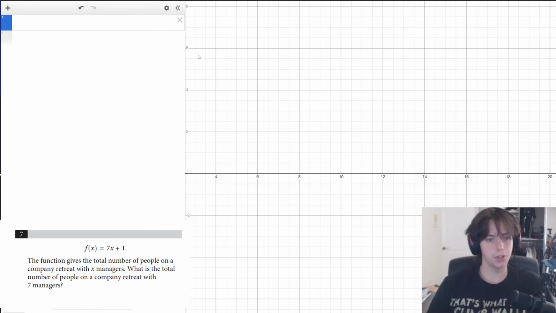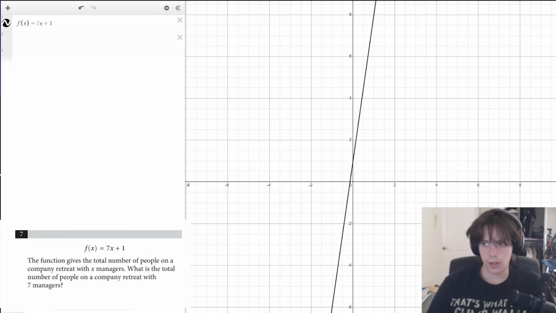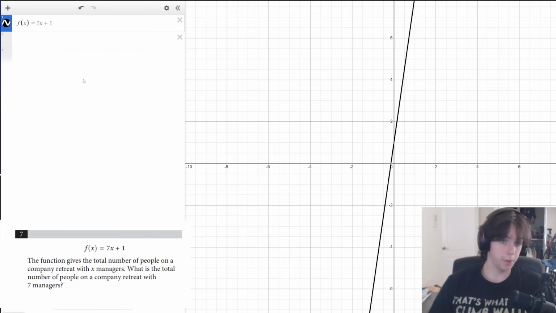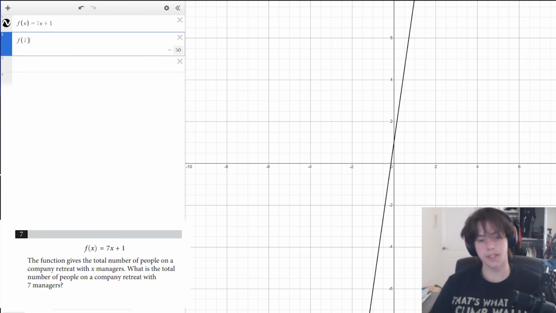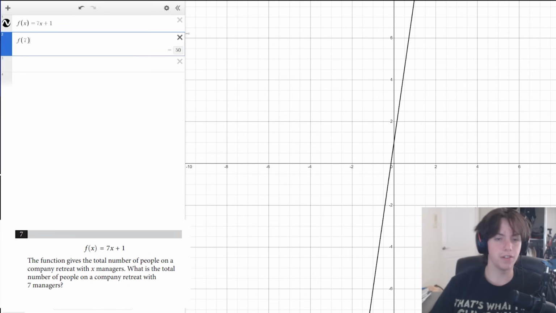Question number 7, the function gives the total number of people on a company retreat with x managers. What is the total number of people on a company retreat with 7 managers? We can write f of x equals 7x plus 1, and we know that x is the number of managers. On this particular retreat, we have 7 managers, so 7 is x. Instead of f of x, it's f of 7. What's nice about Desmos is that if you ask for the point on the function, it gives it to you. f of 7 is 50, so our answer would just be 50.